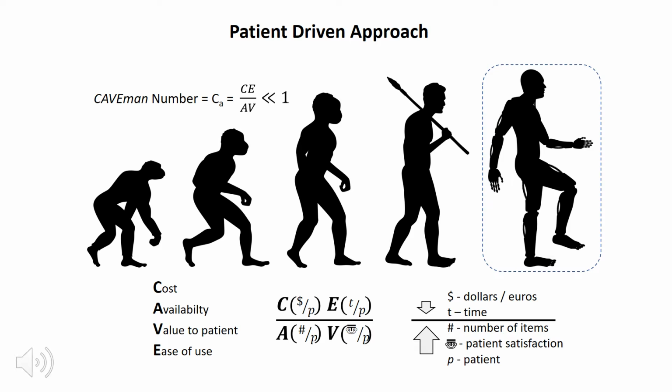Let me explain. C is the cost of the treatment, A, the availability, V, the value to the patient, and E, the ease of use. We want this number to be very low. So if you look at the units, we want the cost to be down, and we want the time to use it down. So we want that to be low. But we want to increase the number of items available and also the patient satisfaction and the number of patients. Putting this all together, you find that you would like the number to be much less than 1.